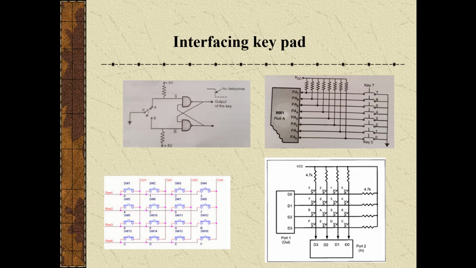Now we have to think about how the total keyboard interfaces with the microcontroller. The keyboard is interfaced with the microcontroller through the input ports. The keyboard consists of mechanical switches, and these switches are arranged in a non-matrix or matrix form. This figure shows the non-matrix form.